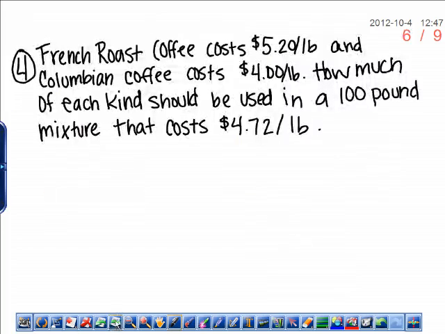Use abbreviations to jot this down as quick as possible. French roast coffee costs $5.20 per pound. Colombian coffee costs $4 per pound. How much of each kind should be used in a 100-pound mixture that costs $4.72 per pound? And there should be a question mark there.